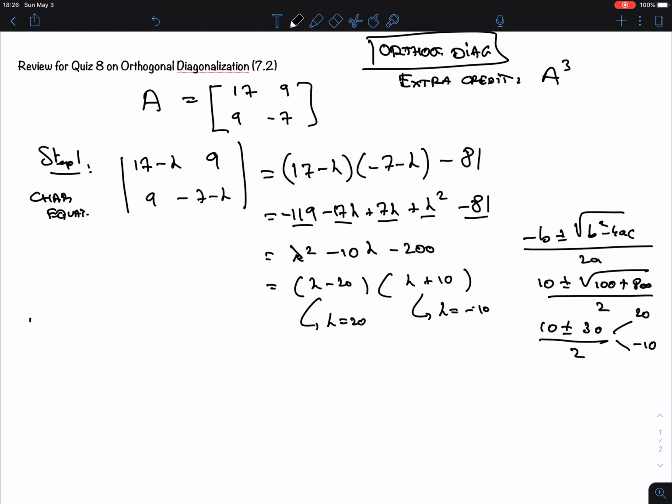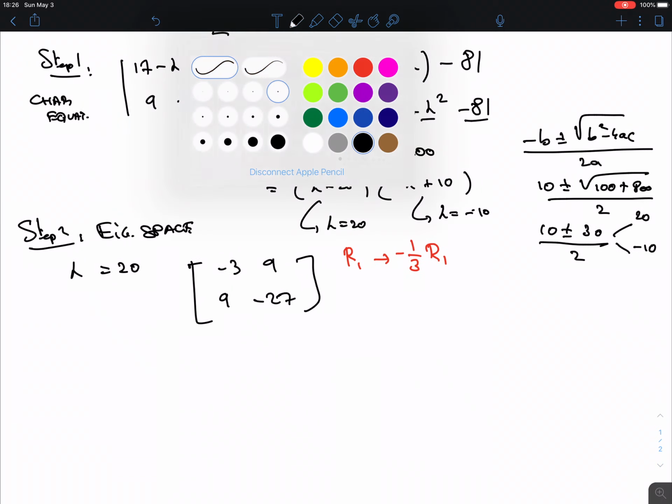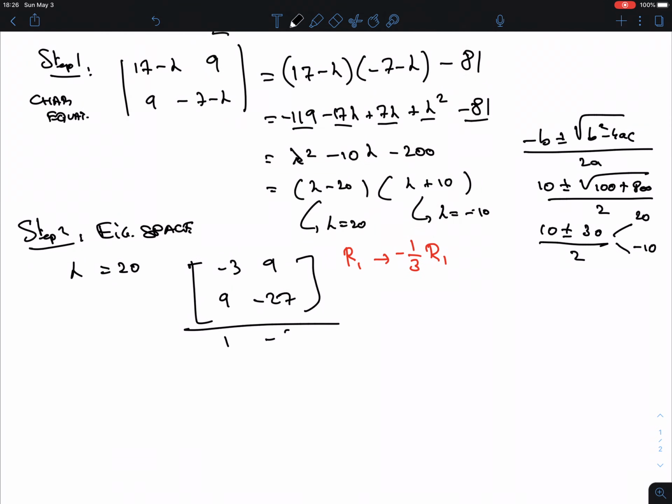Okay, so step 2, the eigenspaces. Let's do lambda is 20 first. So we subtract 20 from the diagonal. We get minus 3, 9, 9, and then minus 27. Not so bad. We can make a 1 in the first row by dividing the first row by negative 3. So we get 1, negative 3, and then 9, minus 27.